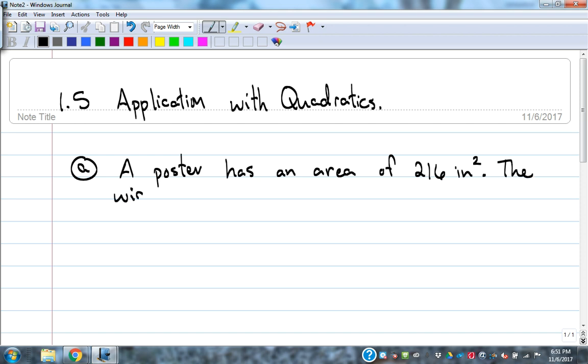The width is 6 less than the length. Find the dimensions.